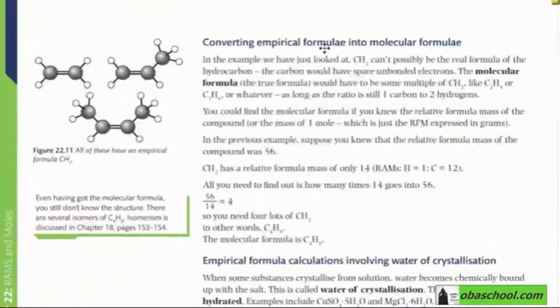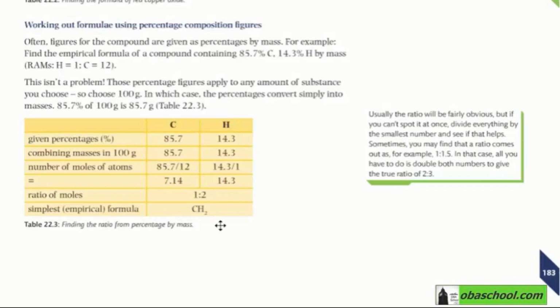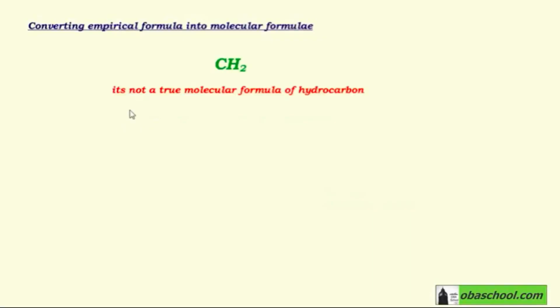Hello everyone! In this tutorial, we'll be converting empirical formula into molecular formula, page 184 in our books. In the previous example, we obtained the simplest empirical formula, which is CH2. But CH2 is not a true molecular formula of hydrocarbon, since it is an empirical formula. So how to convert it into a molecular formula?